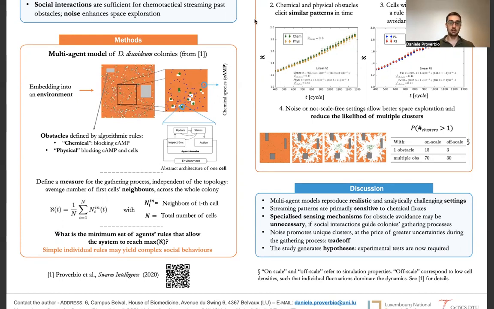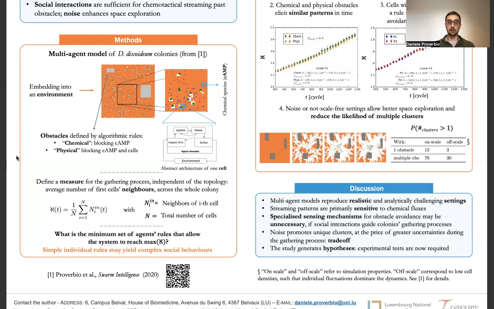The chemical signals are also defined as agents. Everything is embedded into an environment also characterized by the presence of obstacles of different nature. They can be either chemical, therefore just blocking the chemical signal, or they can be physical, therefore blocking the chemical signal and preventing cells from passing through.